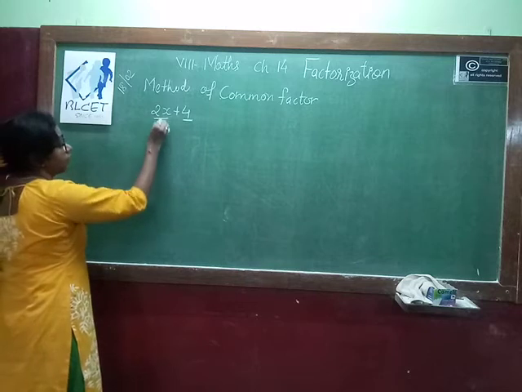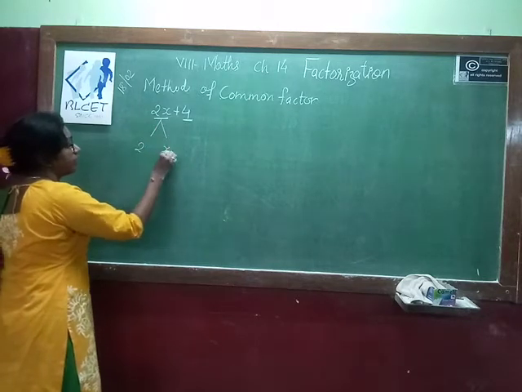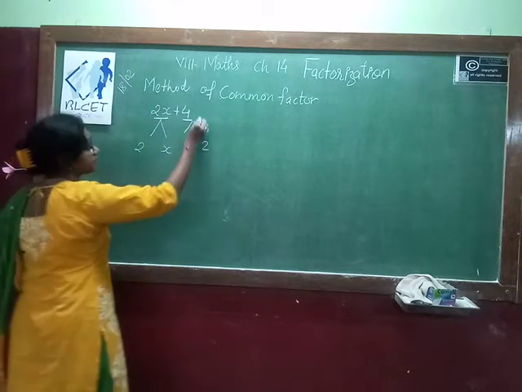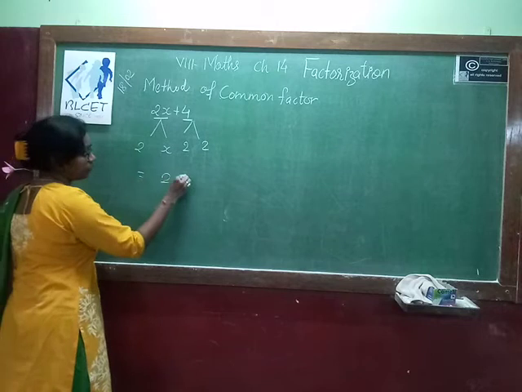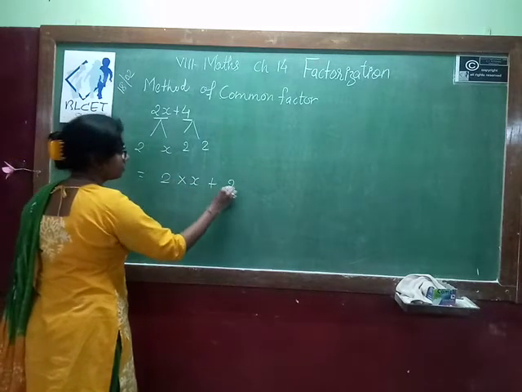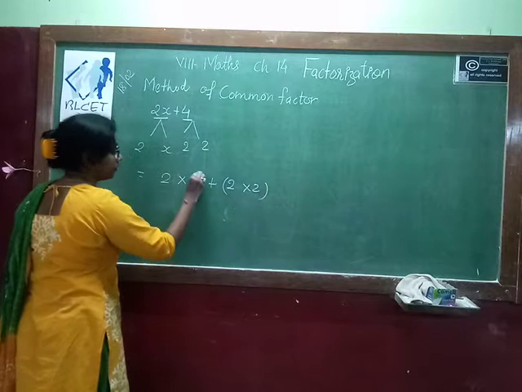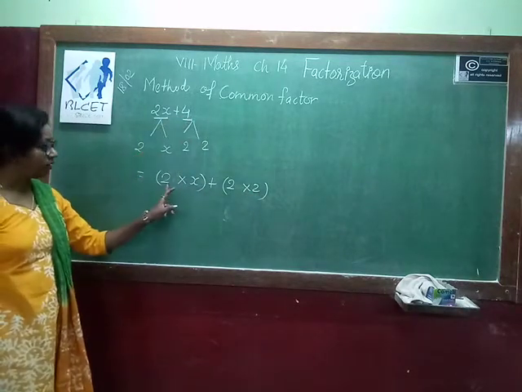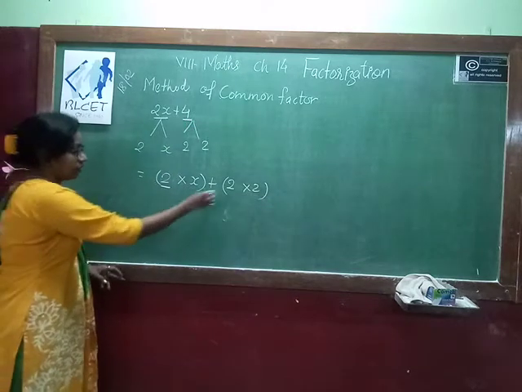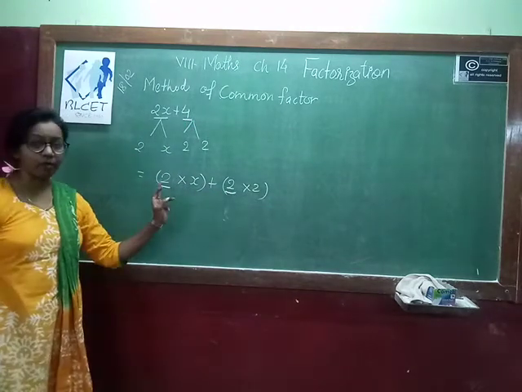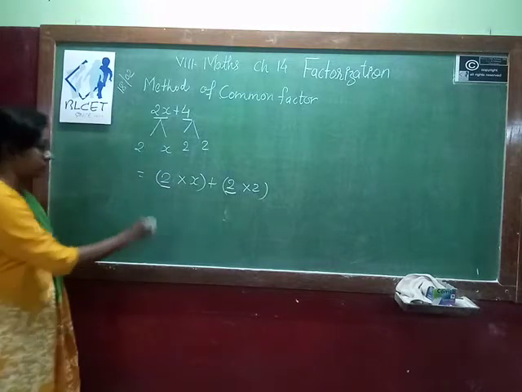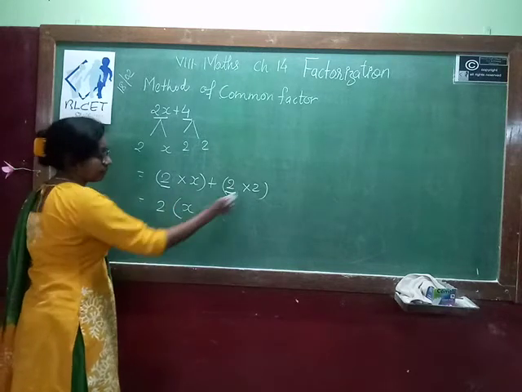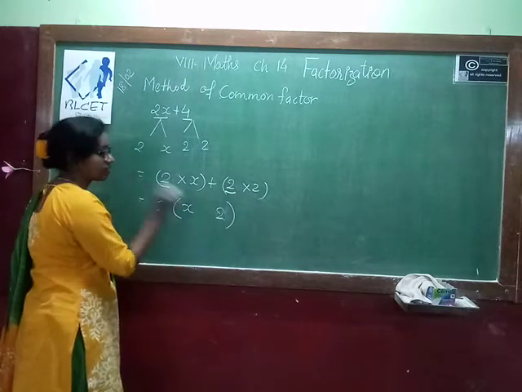Suppose you write the factors of 2x, that is 2 and x. If you write the factors for 4, that is 2 into 2. So how will you represent this? 2 into x plus 2 into 2. So these are the factors of 2x plus 4. Now consider 2, because in both 2 is a common number, so we have to take it out. And in the bracket what is left? x, here 2. Now what is the sign of this one?